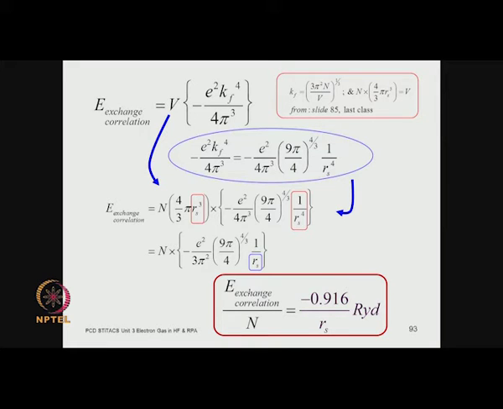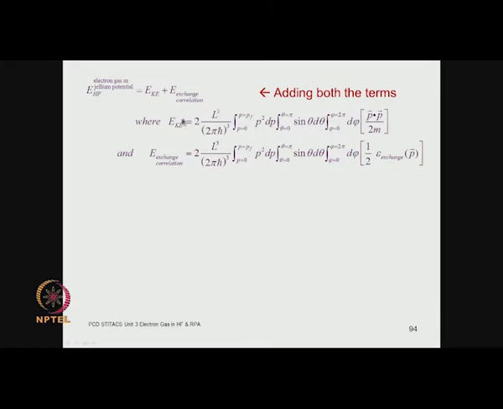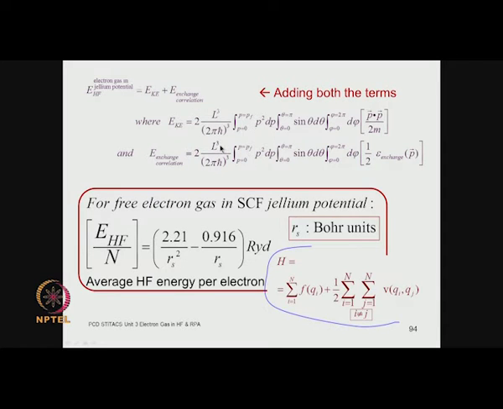So this is a very simple calculation, just the way we did the previous calculation and got the kinetic energy term as 2.21 by Rs square. This turns out to be minus 0.916 by Rs. Now we can add both the terms. So these are the two terms that we are adding up, and the result is essentially 2.21 by Rs square minus 0.916 by Rs, which is the average Hartree-Fock energy per electron for a free electron gas, which is described in a potential in which all the nuclear charges are spread out in a Jellium potential.